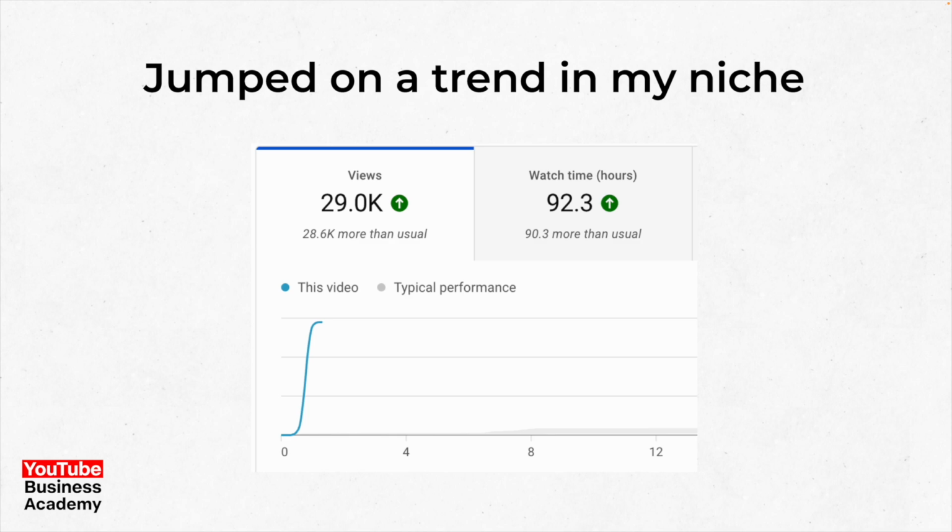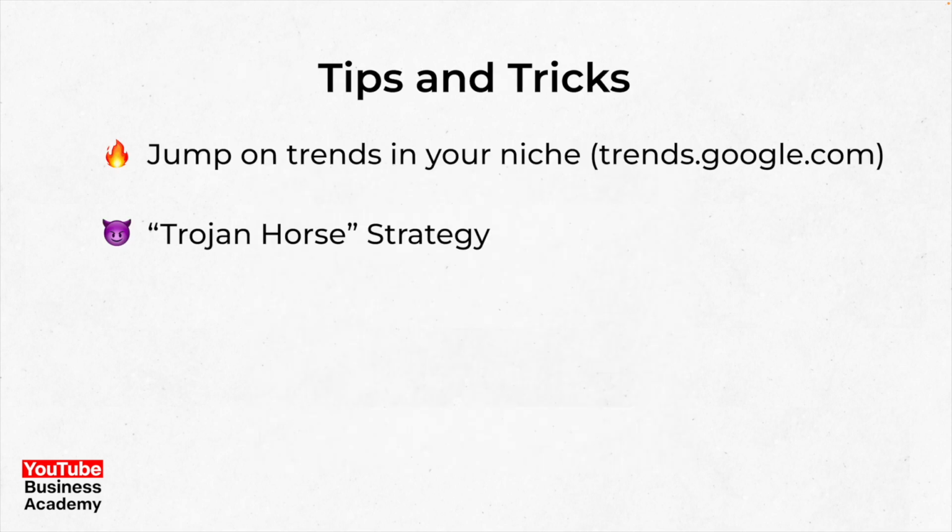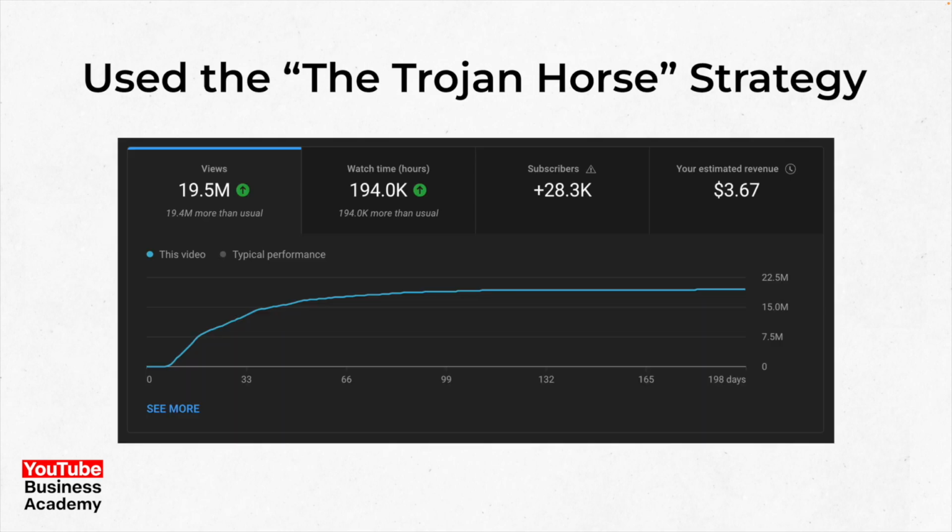The second strategy, this is probably my favorite one, is called the Trojan horse strategy. The Trojan horse is basically when you leverage an existing big name to tap into their audience. So I used this Trojan horse strategy on this YouTube Short right here, and it got 19.5 million views.